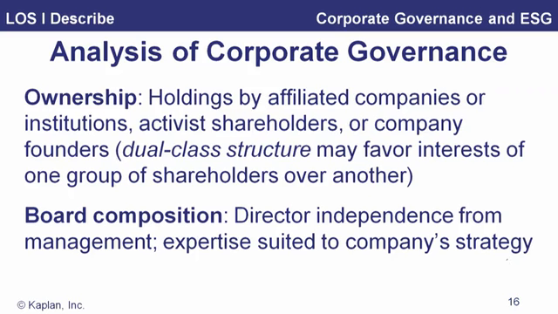In terms of analyzing a company's corporate governance policies, one thing to look at is ownership. Are there holdings by affiliated companies or institutions? Are there activist shareholders out there? Are the company's founders, because of a dual-class share structure, favoring the interest of one shareholder group over another?